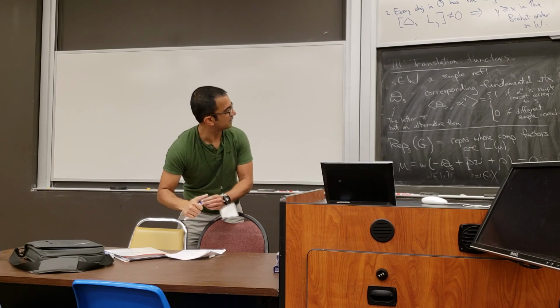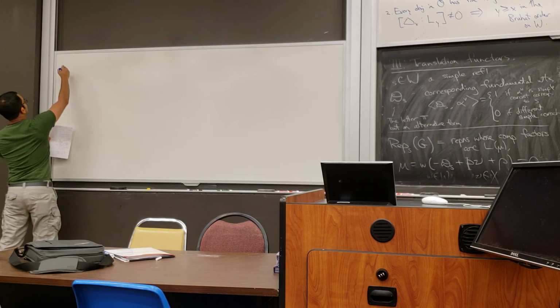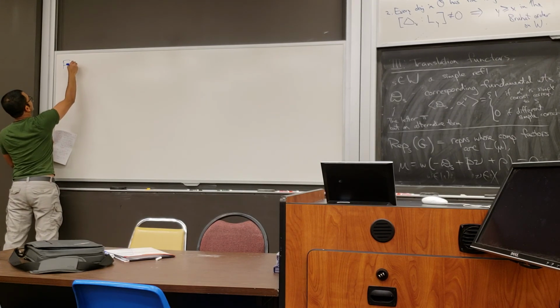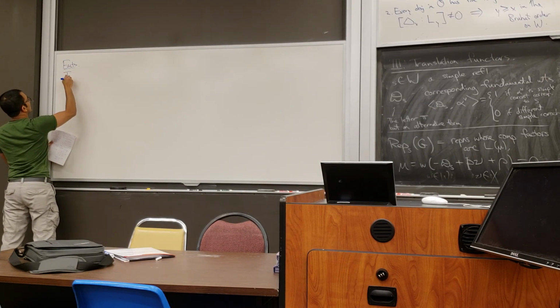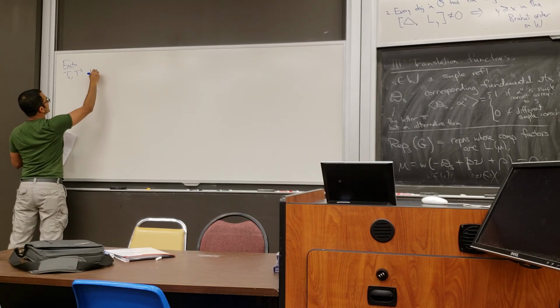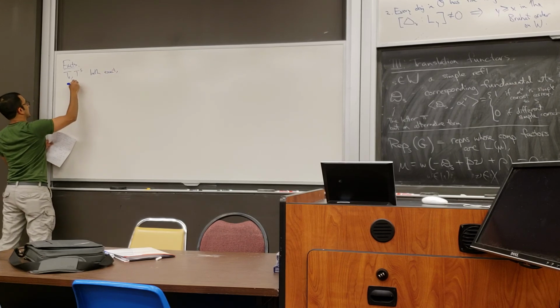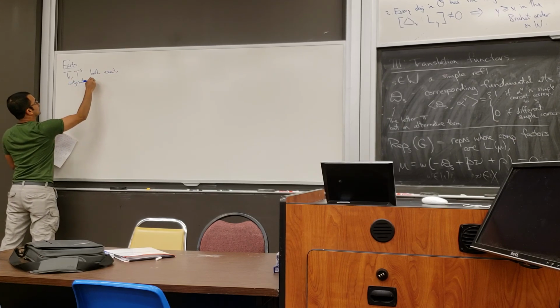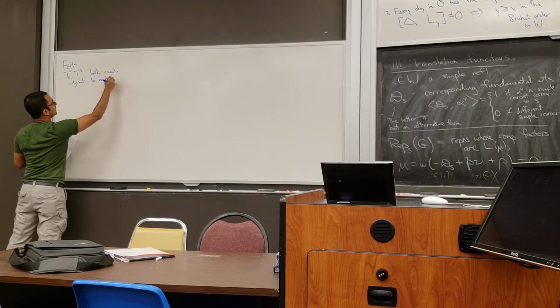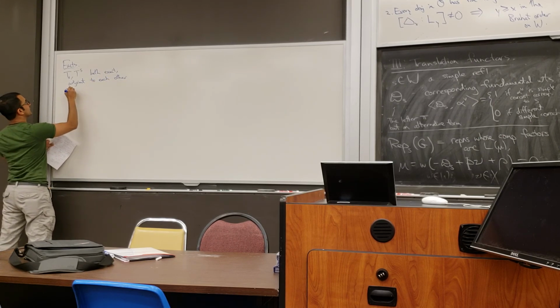So here's some facts. T upper s and T lower s are both exact functors, and they're adjoint to each other on both sides. Each one is the left and right adjoint of the other one.